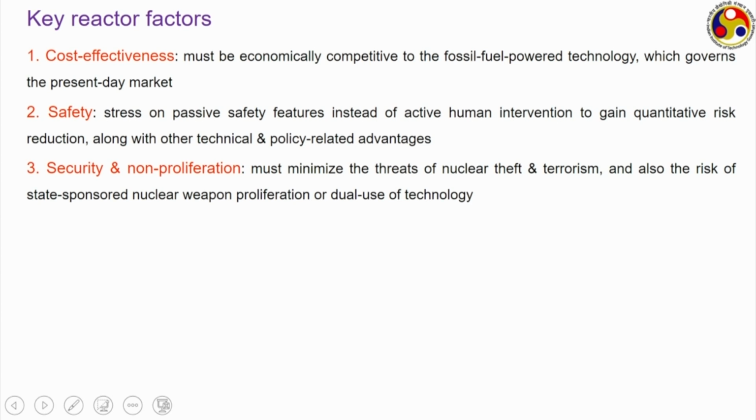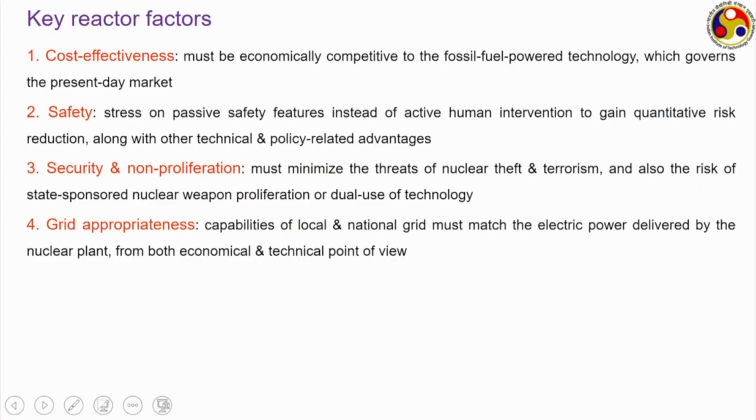Both of them are weapon grade materials, and therefore it is possible that a country may go for nuclear weapon proliferation or use the technology for the dual purpose of power production as well as weapon development. And also, if such technologies fall into the wrong hands, then there can be huge destruction. So that security is something the government must ensure.